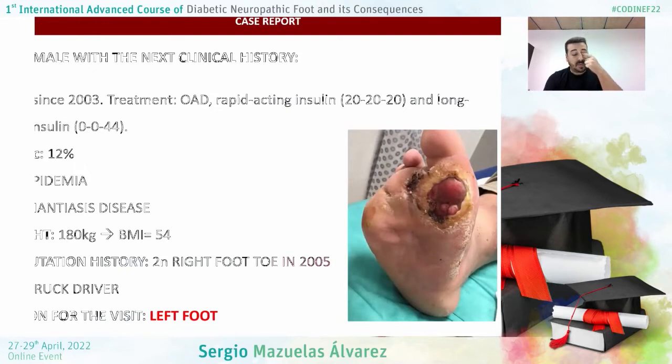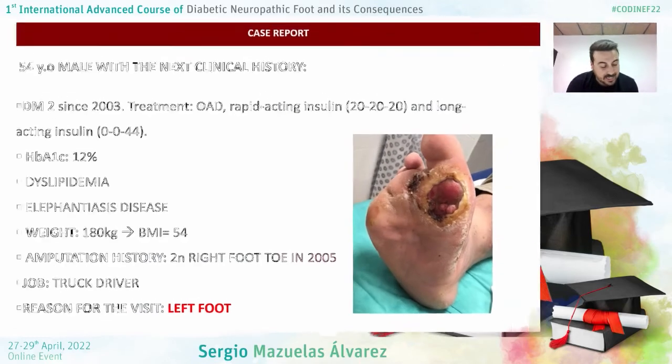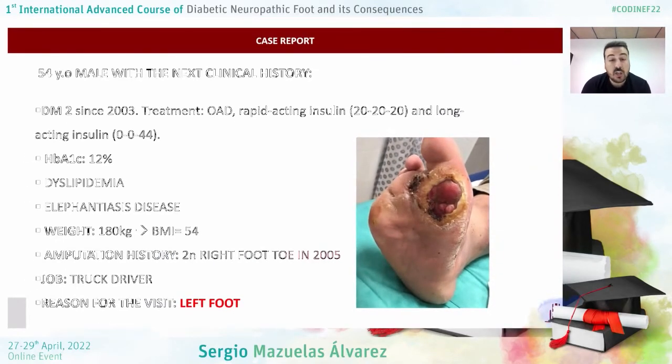Now, I would like to talk about a case report we have in our diabetic foot unit. The case was a 54-year-old male with the following clinical history. Diabetes type 2 since 2003, in treatment with oral anti-diabetic drugs, rapid-acting insulin, and long-acting insulin. The glycated hemoglobin value was 12%. He also had dyslipidemia and elephantiasis disease. The body mass index value was 54.